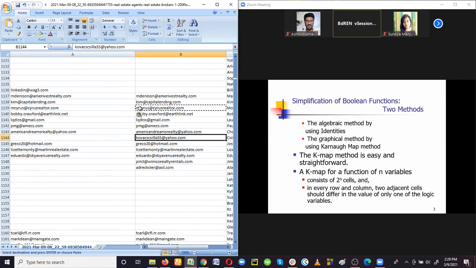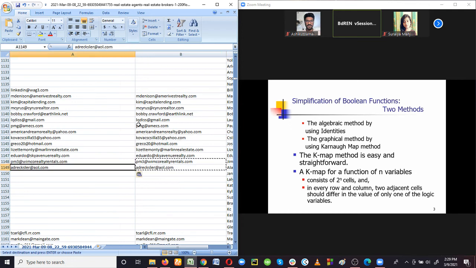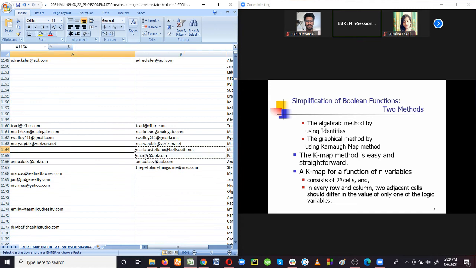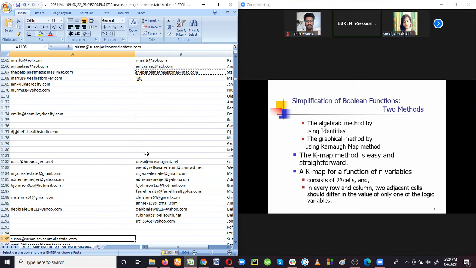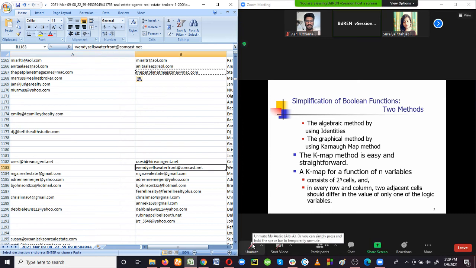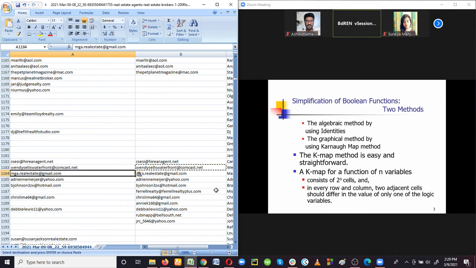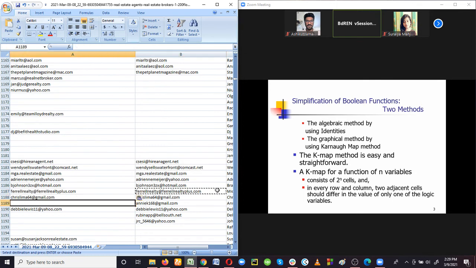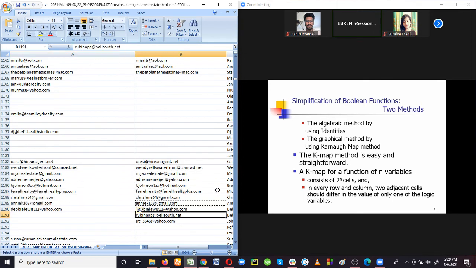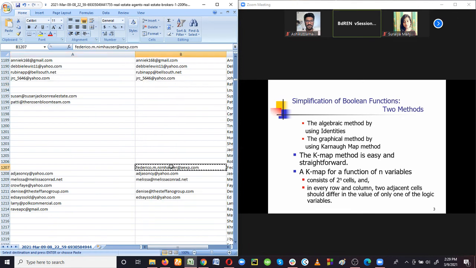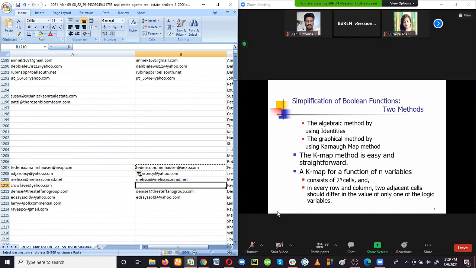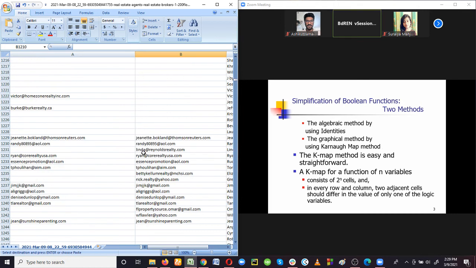Now in this lecture we will learn the graphical method. So how many types of methods are there for simplifying the Boolean functions? Two types. For simplifying the Boolean functions, we will follow two types of method. One is the algebraic method using identities, which we already covered. Another is the graphical method by using the Karnaugh map. So now in this lecture we will cover the graphical method using the Karnaugh map.